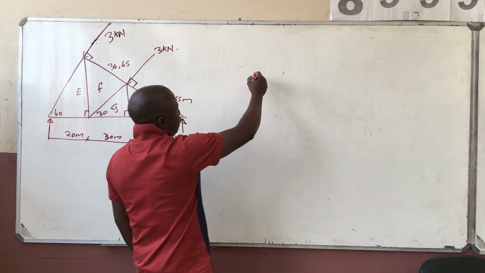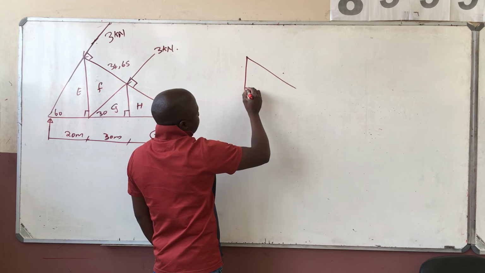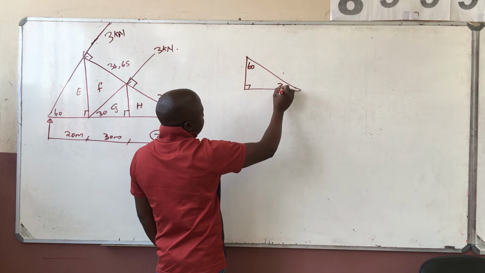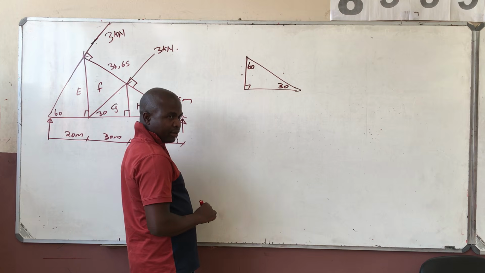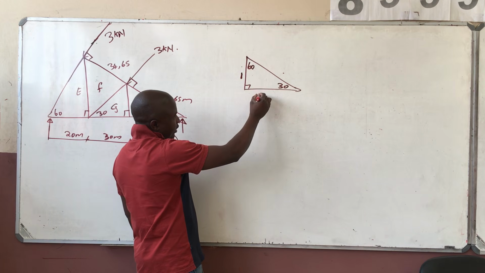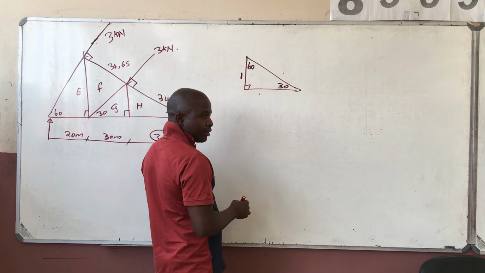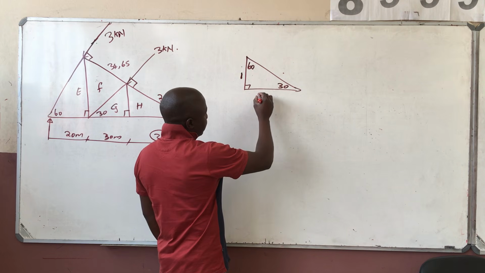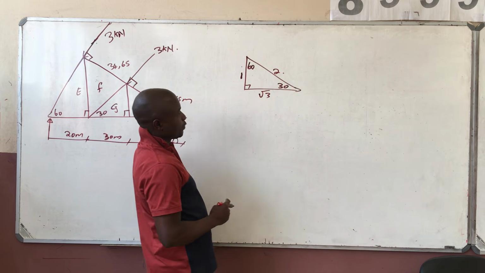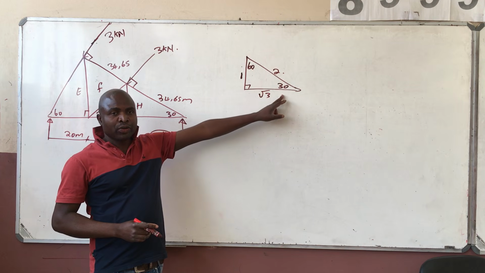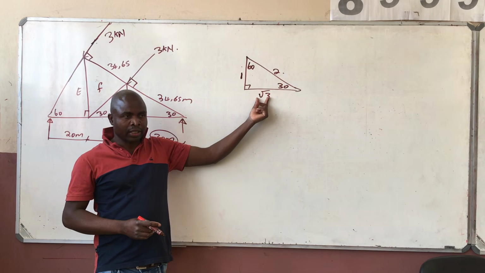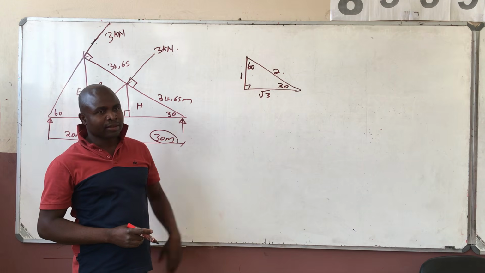For instance, if you have 90, 60, 30: what is the opposite of 30? 1. Opposite of 60? Is it not root 3? And here is 2. So if ever you were not given a measurement, the distance from there to there, we consider it as root 3. The other one we consider as 1.